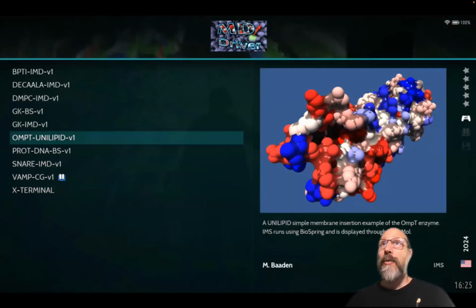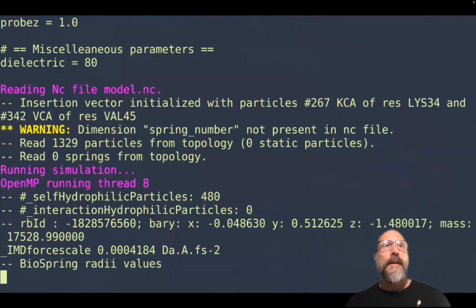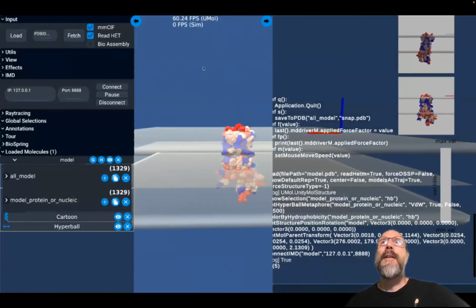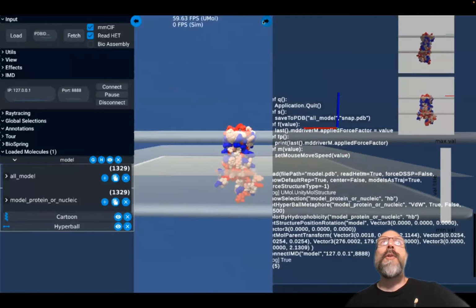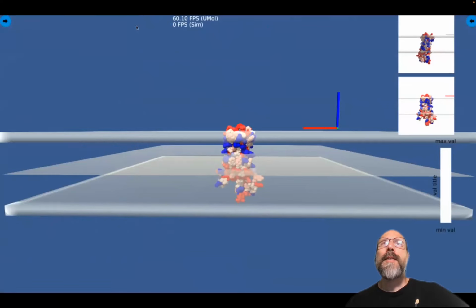Hello, so let's look together at a membrane protein insertion into an implicit membrane using the OMPT enzyme, starting up this simulation, which uses our internal BioSpring tool. You can see here the outer membrane enzyme inserted in the membrane. We have also the views from the side, so you can see if it's inclinated.